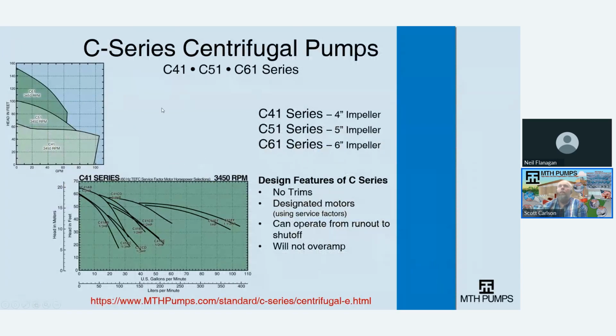A little bit about our C-Series pumps. Here we have them in 4-inch, 5-inch, and 6-inch. The way we designed our C-Series impellers is that they have an open face design, and they do not have any trims to them. So we designed the horsepower to fit the exact impeller. So they have designated motors for each horsepower. So along the whole curve, it would be the same horsepower.